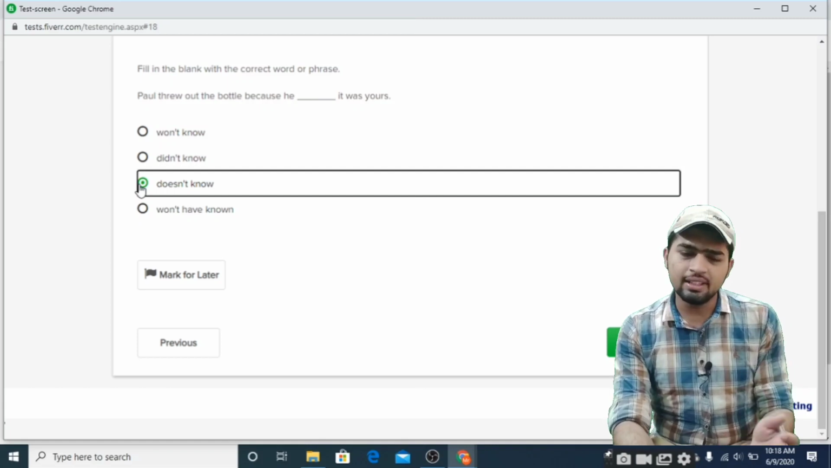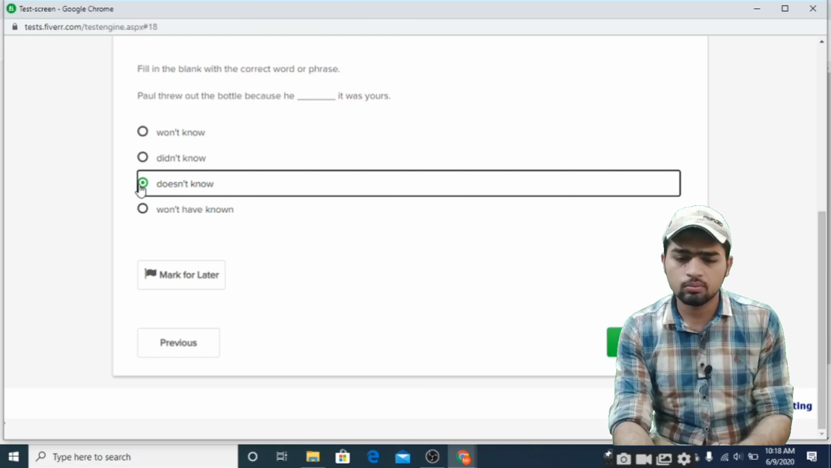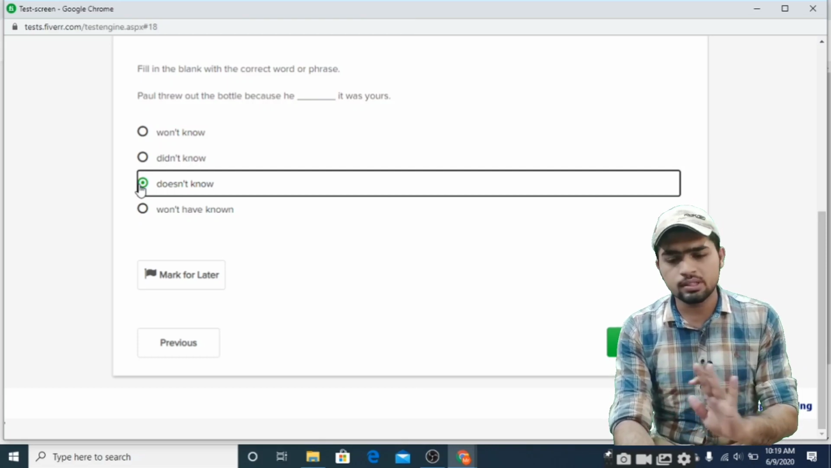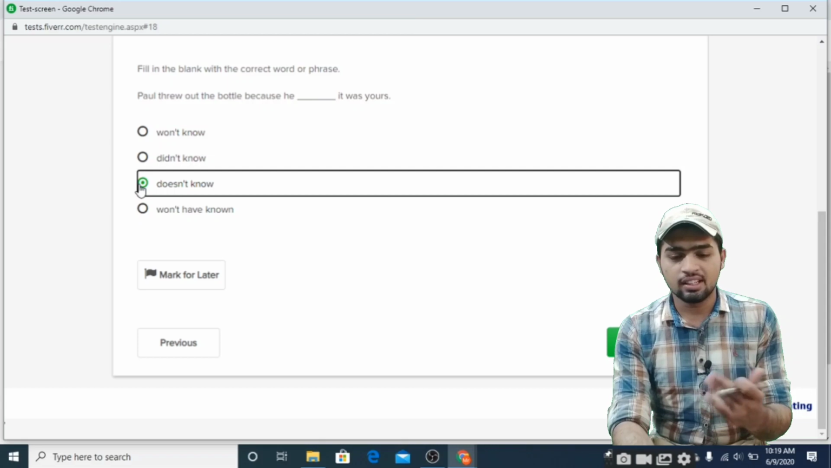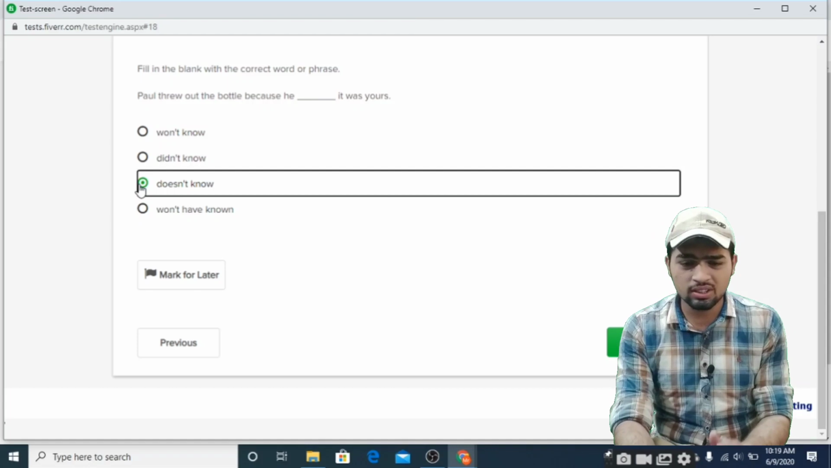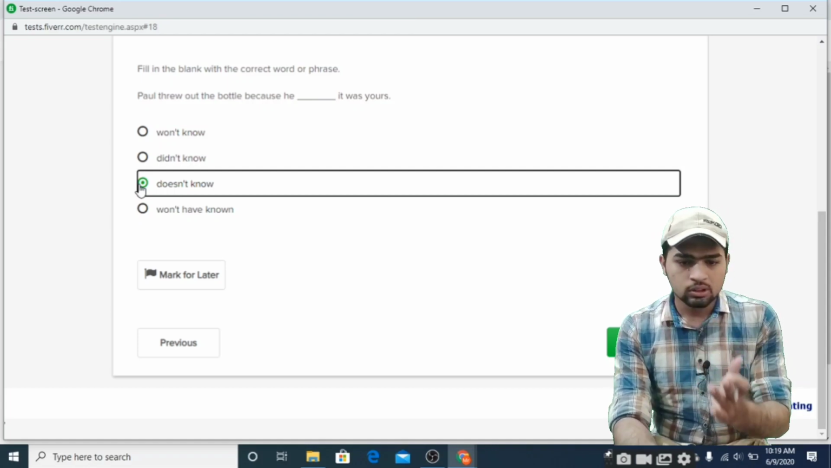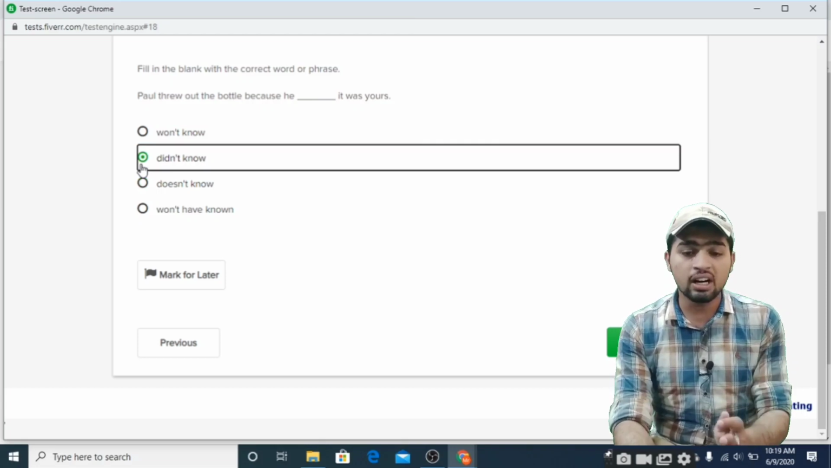I am literally confused here. I think option 3 is correct. So option 3 locked. Oh, I am not clicking on next because I don't know: doesn't know, won't know, didn't know. Paul threw out the bottle because he didn't know it was yours. This is correct.